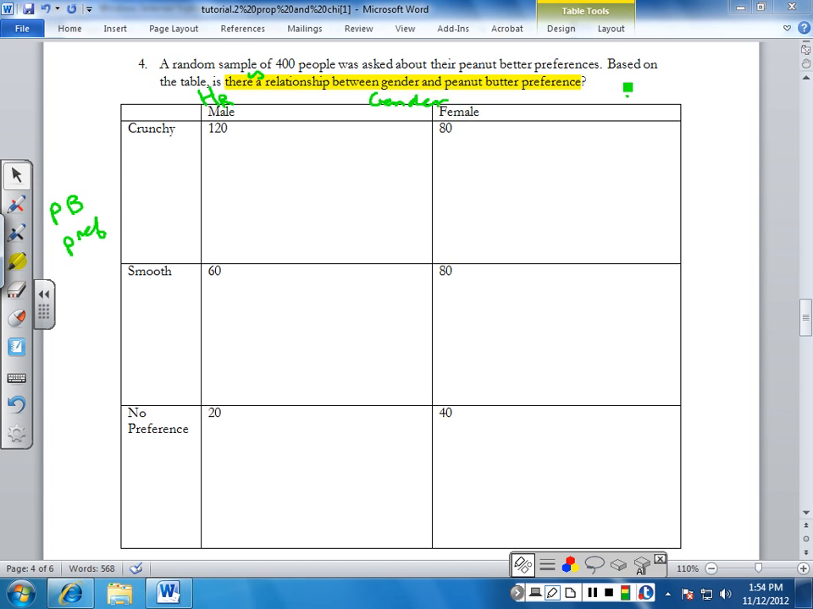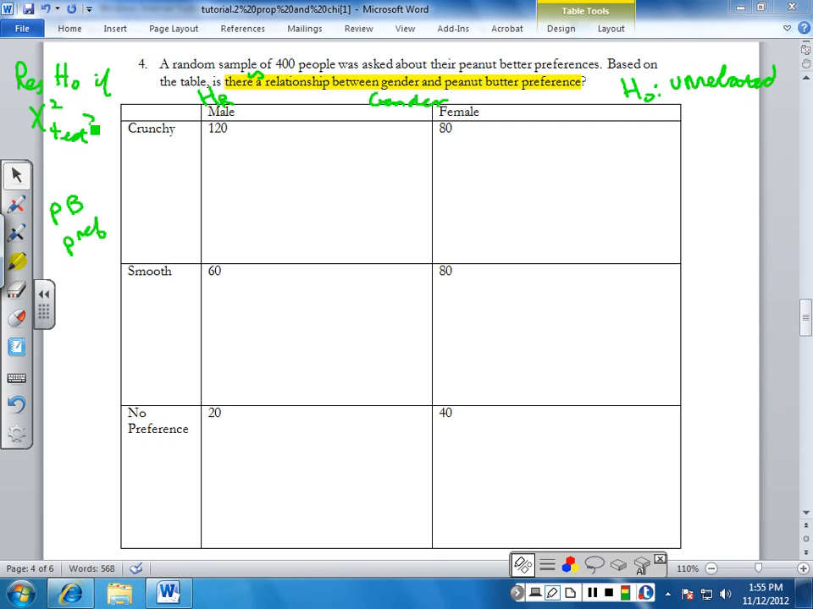So HO is unrelated, or as I like to say sometimes, no, there isn't. So in the chi-square test, we'll reject HO if chi-square test is greater than some value.